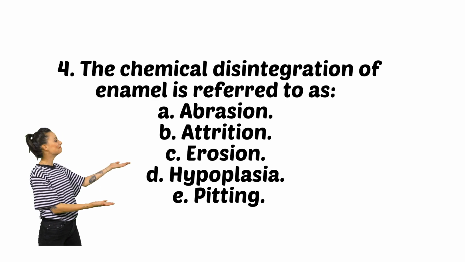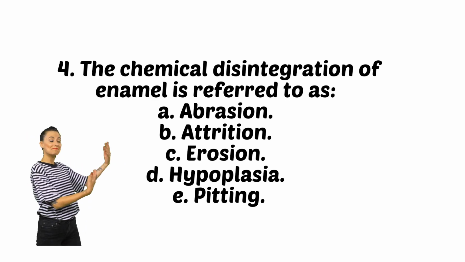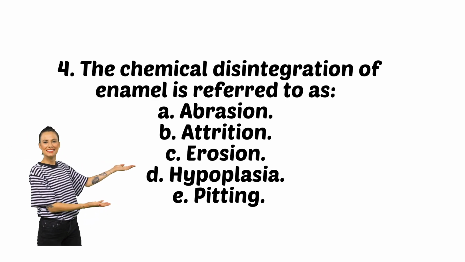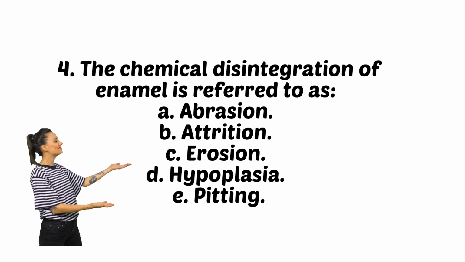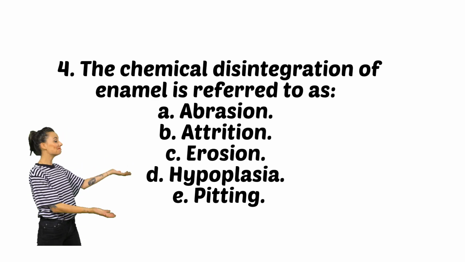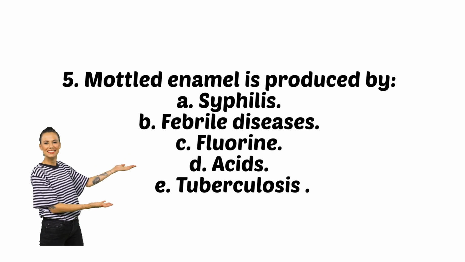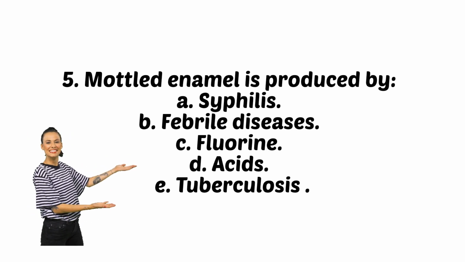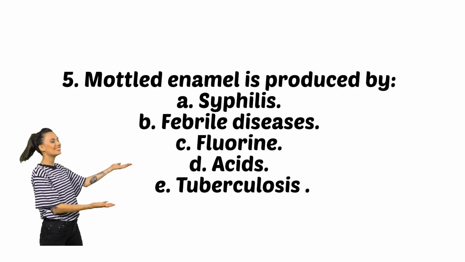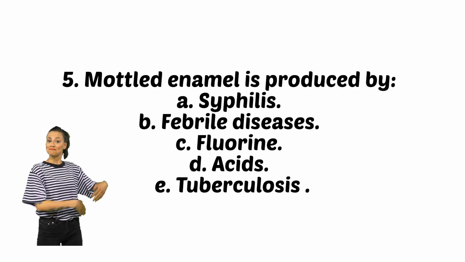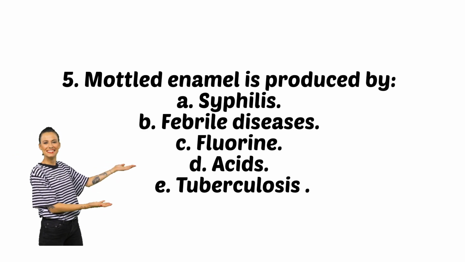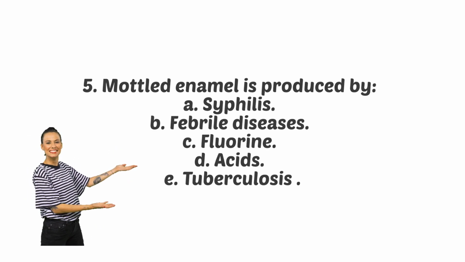4. The chemical disintegration of enamel is referred to as: A. Abrasion, B. Attrition, C. Erosion, D. Hypoplasia, E. Pitting. Option C is correct. Erosion. 5. Mottled enamel is produced by: A. Syphilis, B. Febrile diseases, C. Fluorine, D. Acids, E. Tuberculosis. Option C is correct. Fluorine.